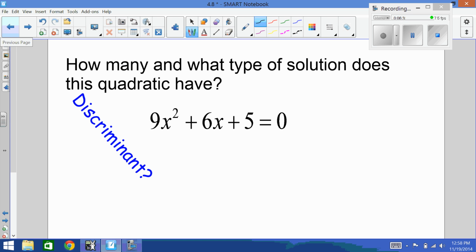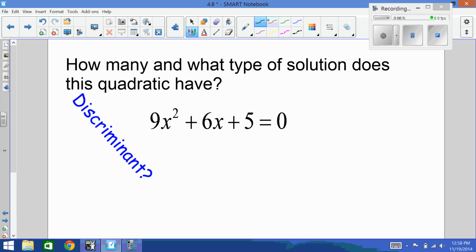All right, go ahead and try this one. Hit pause, list your a, b, c, do the discriminant, and then tell me the type of solution. Is it real? And how many? Is it 1 or 2? And is it real or complex?